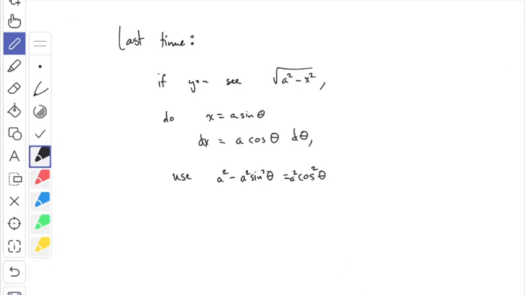The way this will always work out in these examples, a squared minus x squared becomes the square root of a squared cosine squared theta, which is equal to a cosine theta. That's the point of this substitution, it allows you to get rid of the square root sign, which is usually the principal obstacle to doing the integral. Sorry about that typo. So this is what we did last time. A very similar trick works.